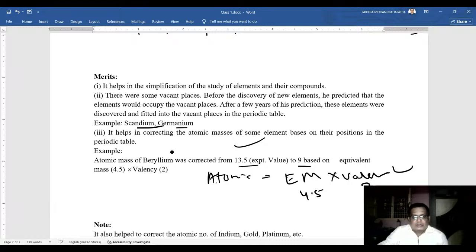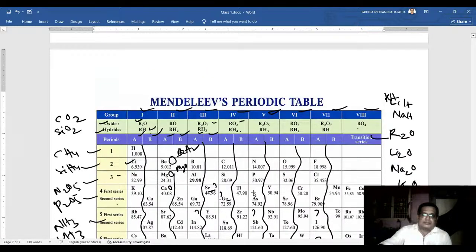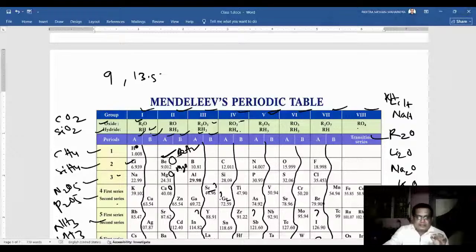Beryllium also has atomic mass 13.5. It is found experimentally. Suppose I think about the atomic mass of beryllium. Mainly, elements are arranged according to their atomic mass. So after lithium, beryllium is present. Lithium has atomic mass 6.939. Boron... elements are arranged according to the increasing order of their atomic mass.